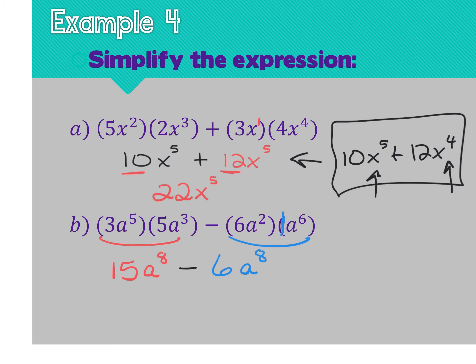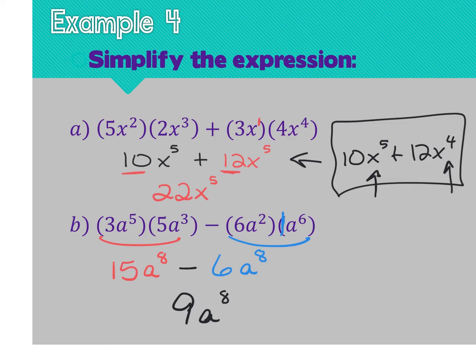Notice the variables in these terms are exactly the same. So now I can just subtract the coefficients. 15 minus 6 is 9a to the 8th. Again, if that were a different exponent, let's say it was a to the 7th, then I would not have been able to combine them. So this was all multiplying two expressions. Now we're going to see what happens when we raise a power to a power. Pretty good on this slide?